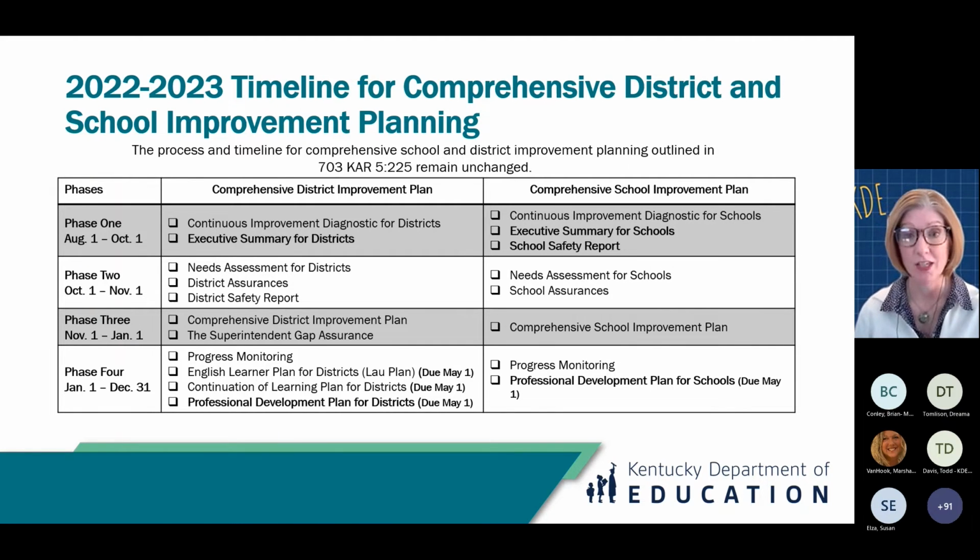And then phase four has really grown over the last few years. We've added some new diagnostics for districts with the English learner plan and the continuation of learning plan over the last few years. And then this year, the professional development plan for both districts and schools has been moved to phase four. And Renee will talk a little bit about why that decision was made to move that to where it is. Phase four has always been about, as well, progress monitoring. And we'll talk a little bit about how that process is really built into the template for the CSIP and the CDIP. So it's definitely an integrated part of the process.